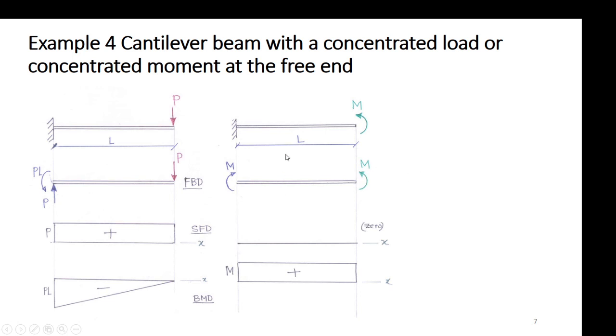If you consider anywhere at a distance x, and if you look to your left and right, you see your left part clockwise, and right part anti-clockwise. The moments are positive in your sense, and you have a positive constant bending moment diagram. This is the BMD. This is the SFD, zero, and the BMD is here.